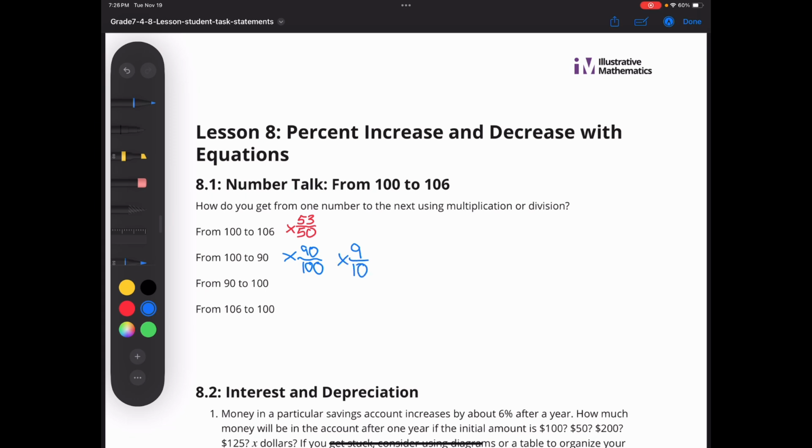How about from 90 to 100? From 90 to 100, now we're increasing. It would be 100 over 90 or 10 over 9, and you're multiplying by that. How about 106 to 100? That's similar to the first one, but this time it's 50 over 53 because you're decreasing.